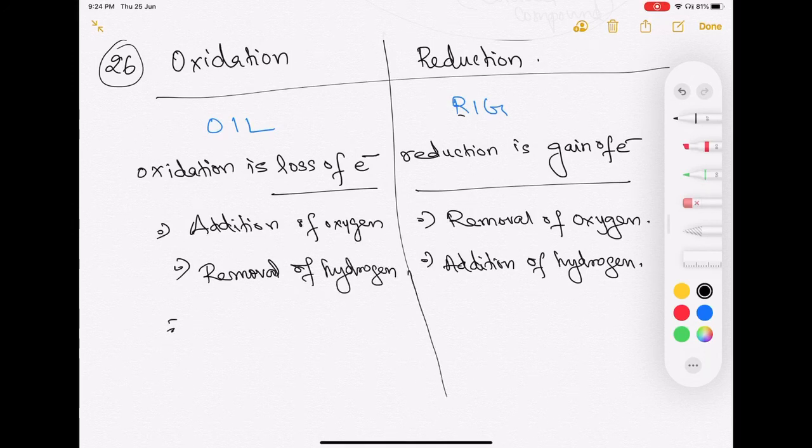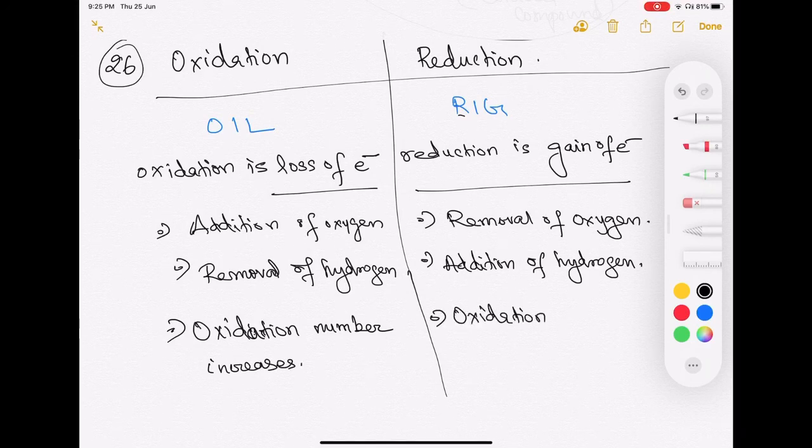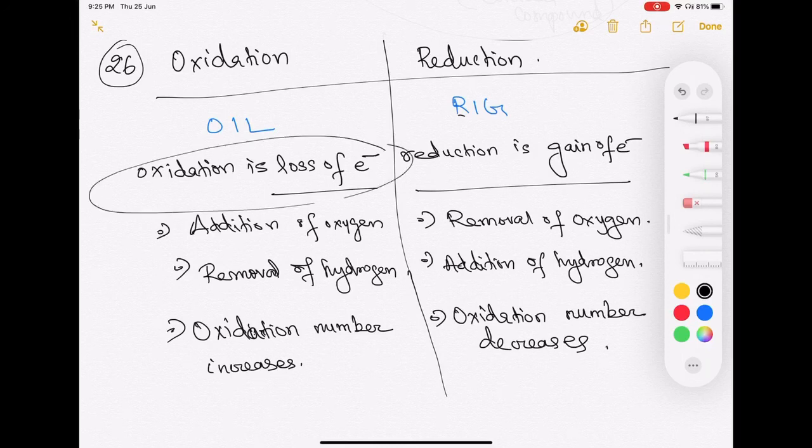And one more difference is in oxidation number. In oxidation, oxidation number increases. And in reduction, oxidation number of the central element decreases. So these are the basic ideas, but the most important of those is your first statement. If you know the first statement, then you don't need to worry. You know all the things about redox chemistry.